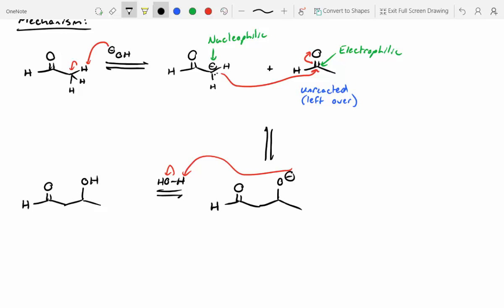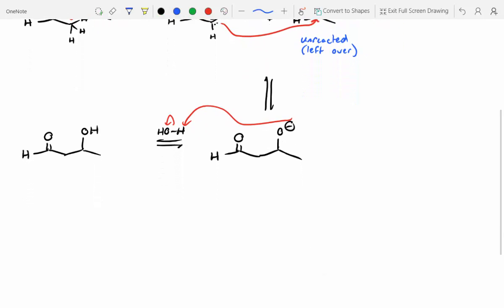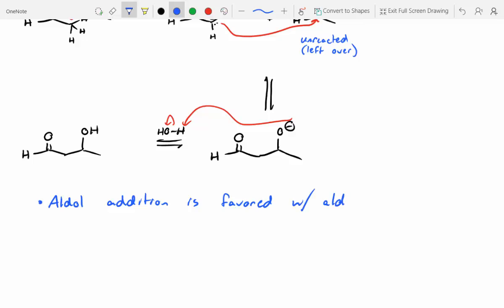So with aldehydes, you can consider the fact that most of the time you're forming a majority of that beta hydroxy aldehyde, but with ketones, you're typically stuck more at the starting material side, and you might have a trace amount of your beta hydroxy ketone. So let's make some notes about the aldol reaction. So aldols, or aldol addition, is favored with aldehydes since they are more electrophilic.